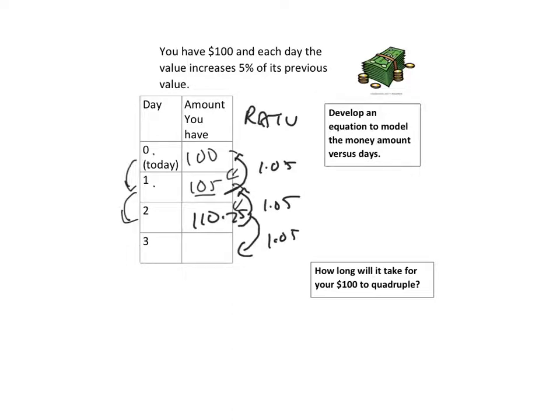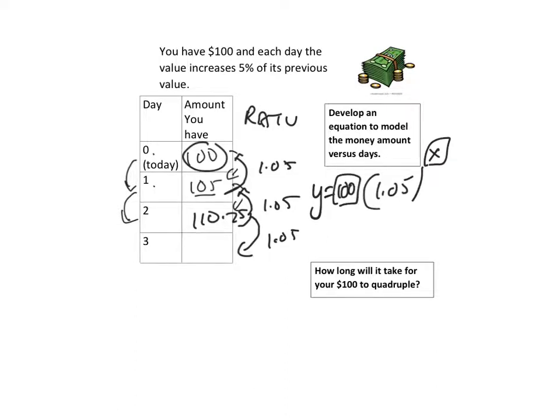So to get the equation to figure out the amount based on the number of days passed, we take 1.05, which is always being multiplied a certain number of times, and that number is, let's call it x, the number of days passed. And what's your initial amount? You start from $100.